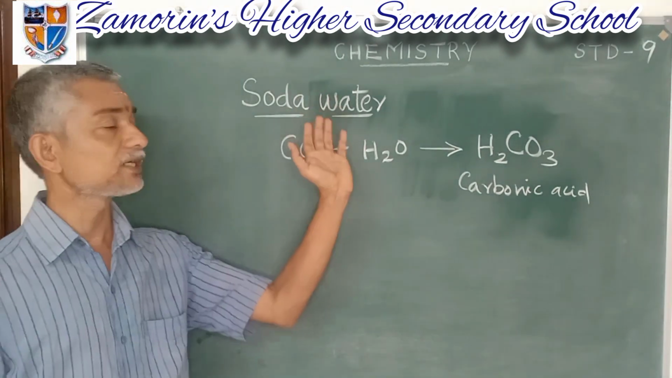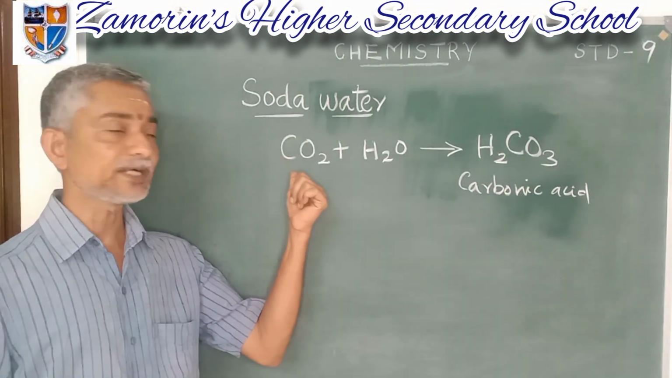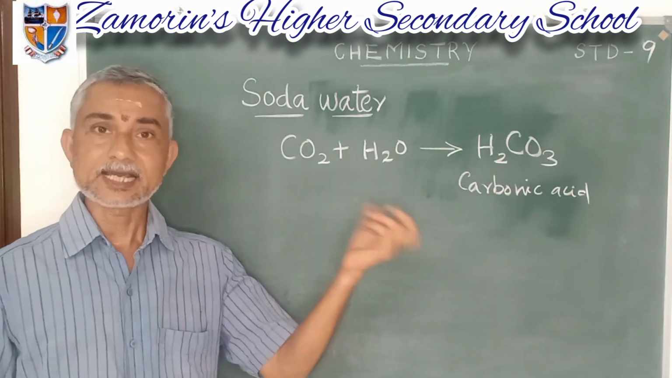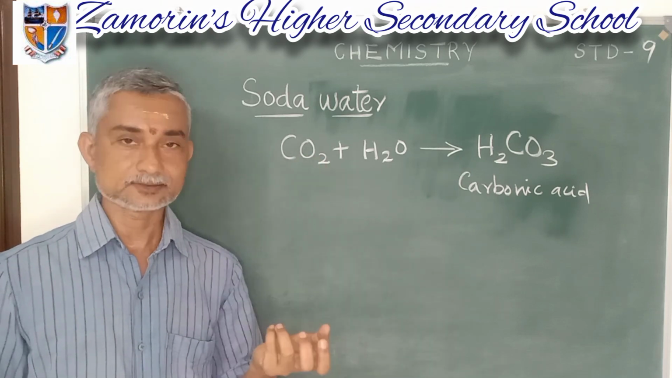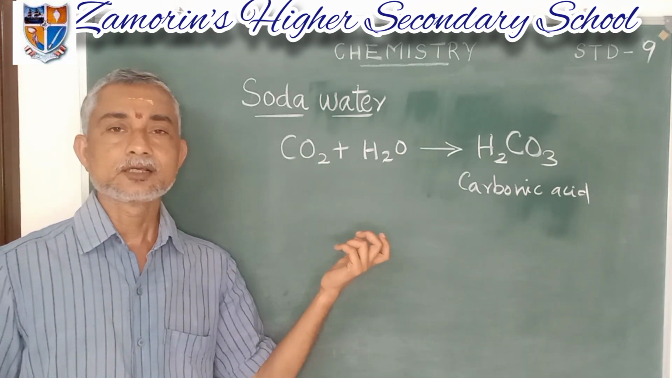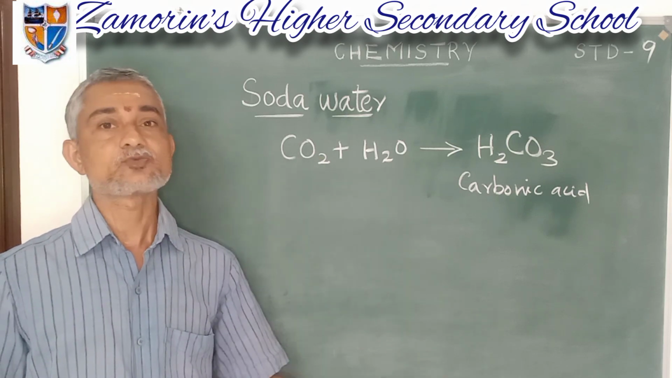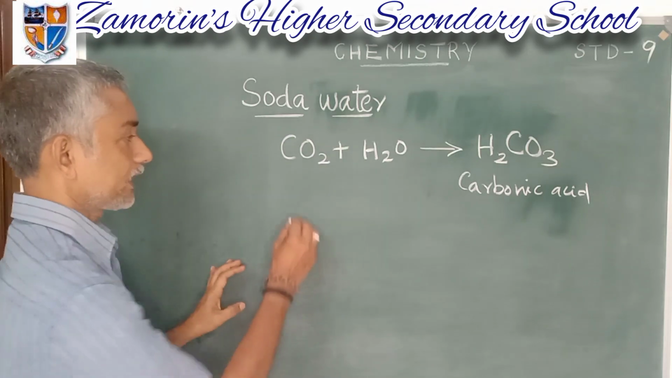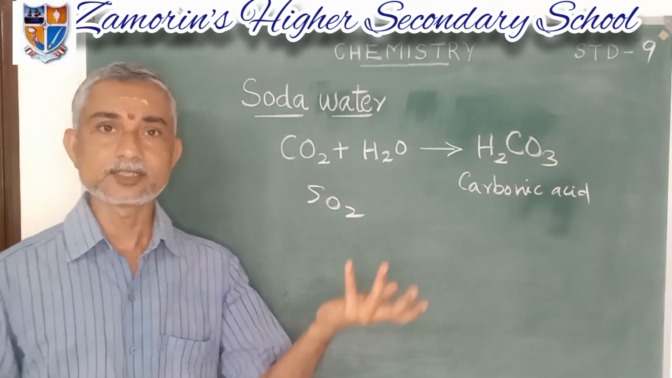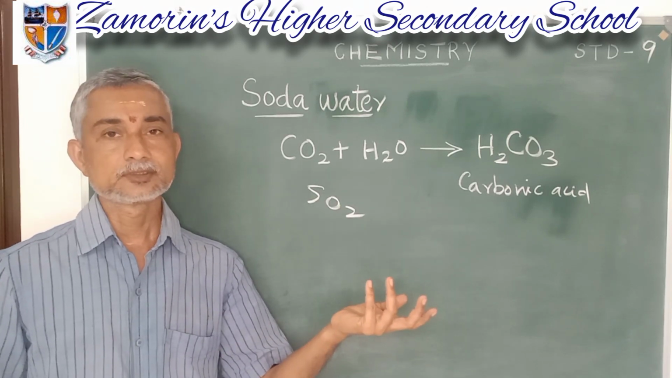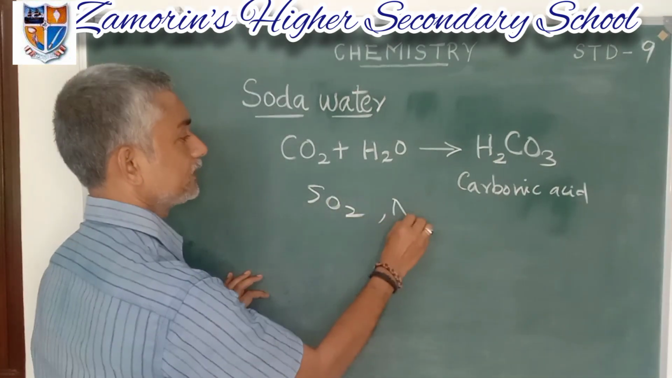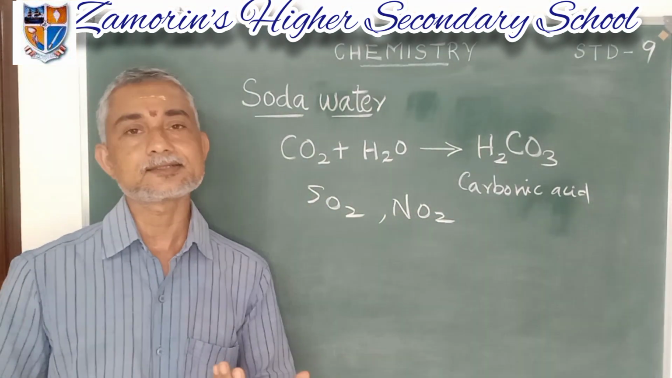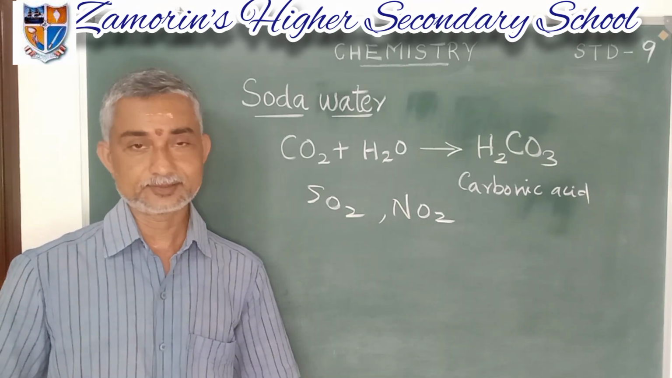Now see how soda water is prepared. When carbon dioxide dissolves in water, carbonic acid is formed. This carbonic acid is the soda water that we drink. Like this, when non-metallic oxides dissolve in water, such acids are formed. For SO2, when dissolved in water, sulfurous acid is formed, and when NO2 is dissolved in water, nitric acid is formed. All these acids cause acid rain.